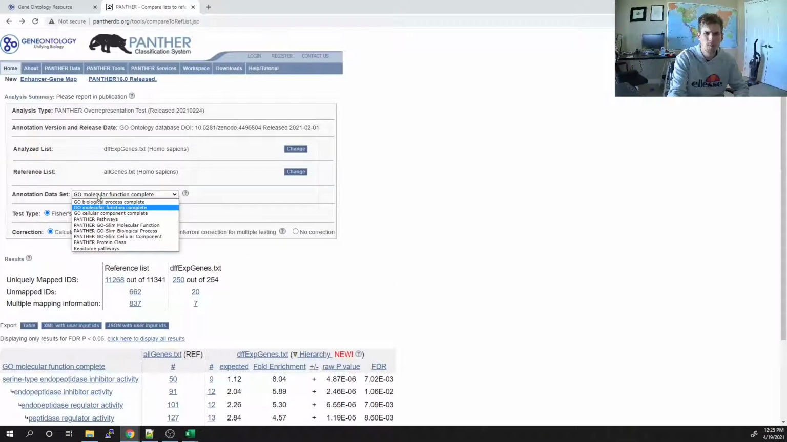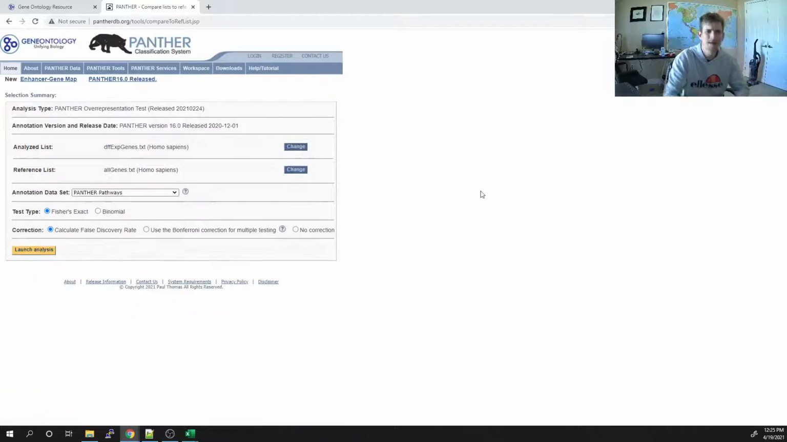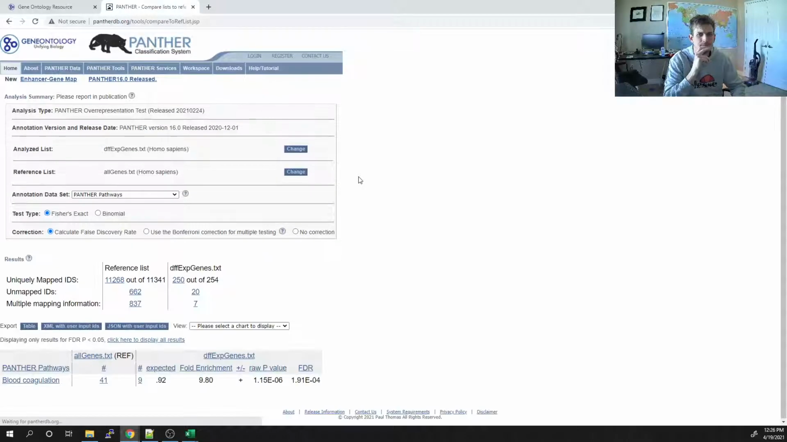Let's see if I can do one more of a pathway. Let's see if we can analyze pathways, specific pathways that are differentially involved. I haven't run this yet, so I honestly have no idea what's about to happen. Blood coagulation. That's the only pathway that seems to be involved. Kind of no surprise given everything else. But that seems to be affected.